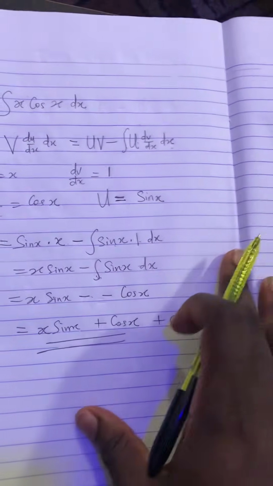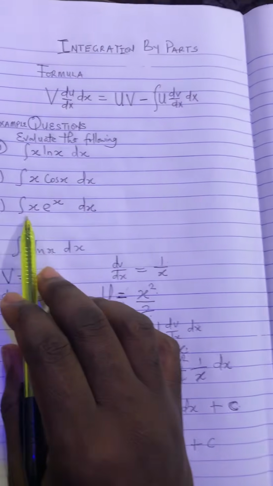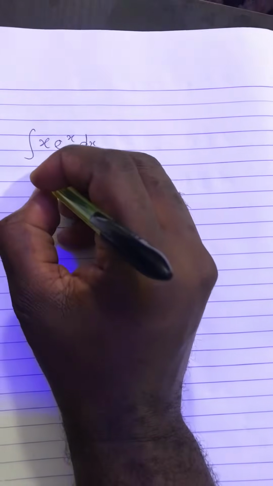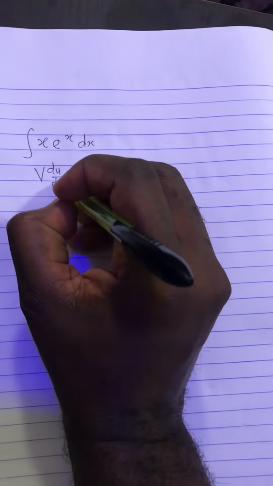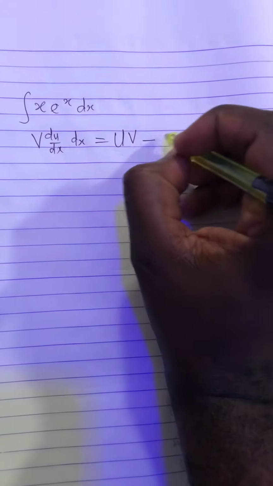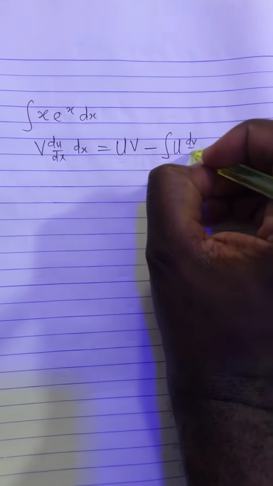Now, let's go to the third question, which is x e raised to power x dx. Let's solve for integral x e raised to power x dx on this page. I still want to remind you again that you write down your integration by parts formula: integral v du dx equals uv minus integral u dv dx. This is the formula.